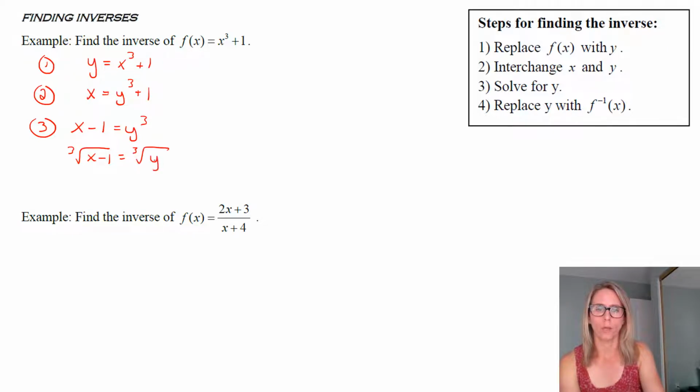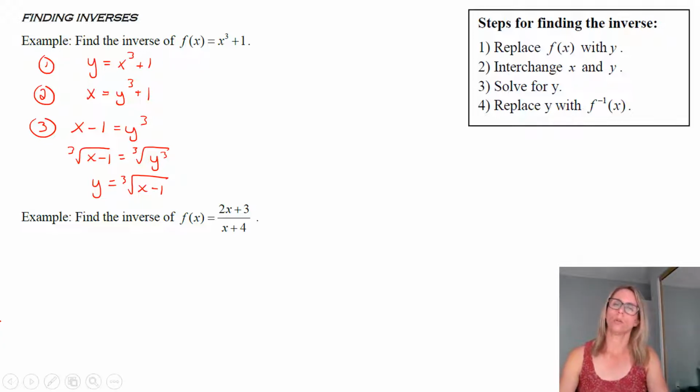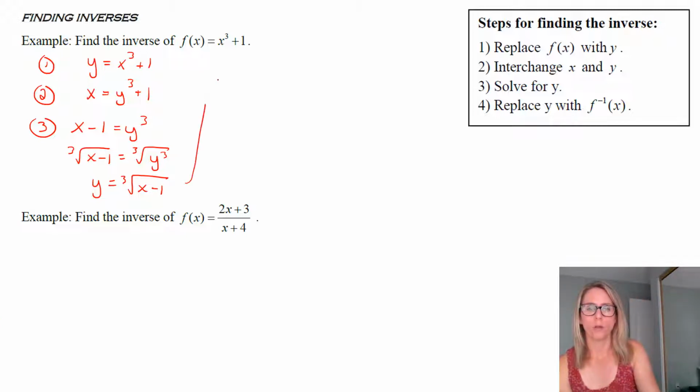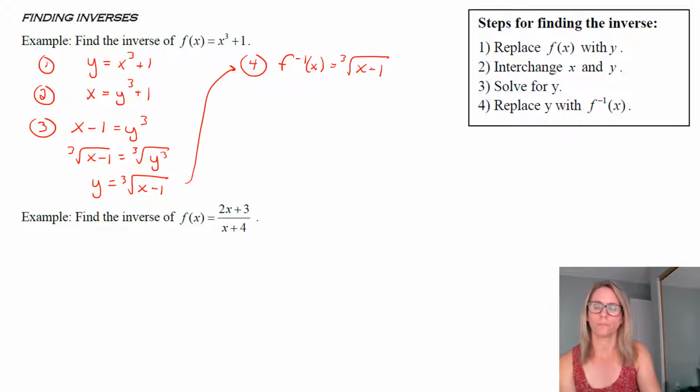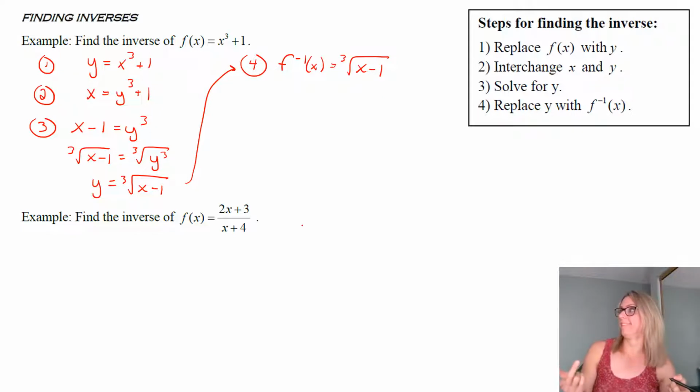The cube root of y cubed, that's the idea there. And so that's going to give me y equals the cube root of x minus 1. So that is the inverse of x cubed plus 1. So there you go. Now, I still need to finish this off here because I want to say I have an inverse. This is my inverse. Here it is. So here's my inverse notation. Ta-da. There you go.